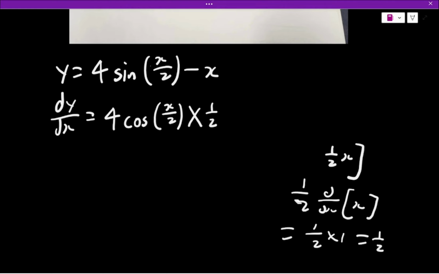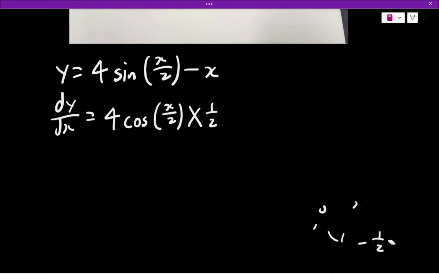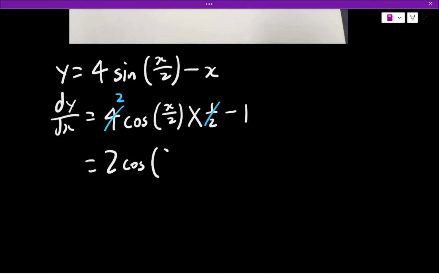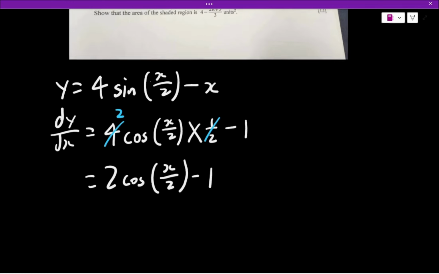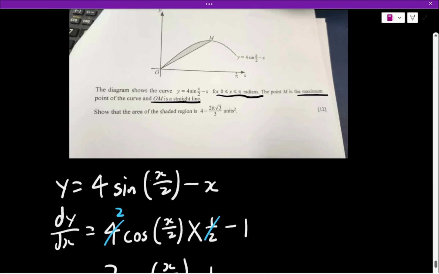But that's not the only thing that we have to differentiate. We still have to differentiate x, and that's pretty easy. The derivative of x is equal to 1, so minus 1. Let's simplify things a little bit. 4 and half will become 2, meaning that the derivative is 2 cosine x over 2 minus 1. Now, remember, this is the derivative of the curve, and we want to find M, which is the maximum point.